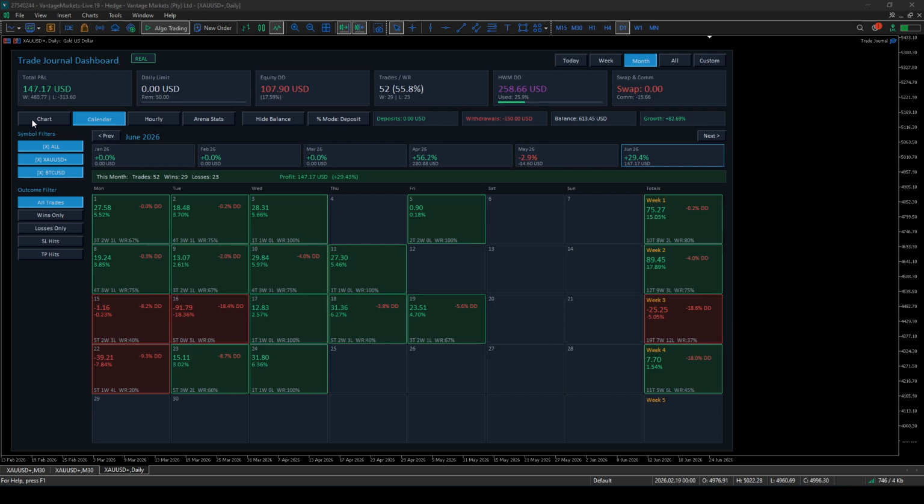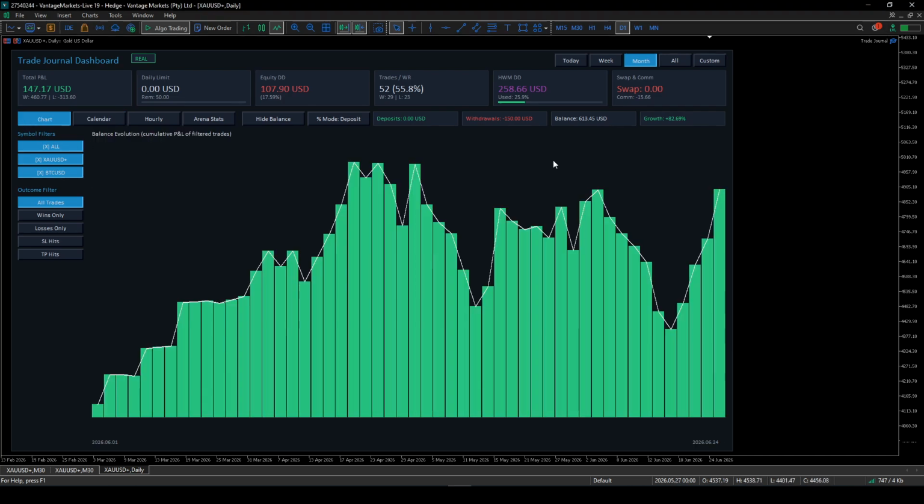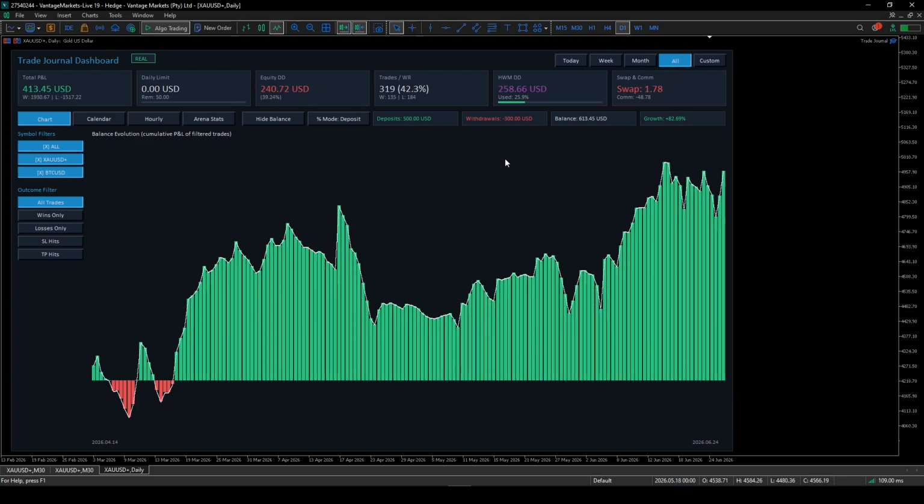And if I go to the chart tab, okay, so the chart tab shows your balance evolution. A bar chart of your cumulative profit and loss over time. Okay, and let me click on this in here.